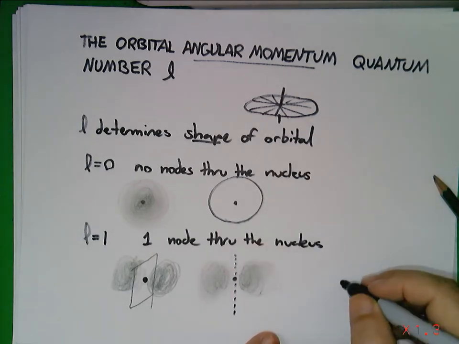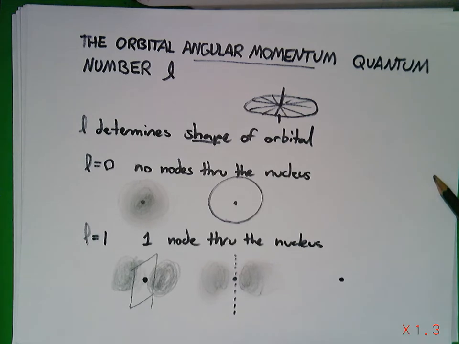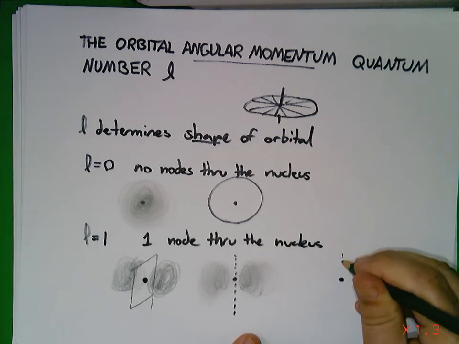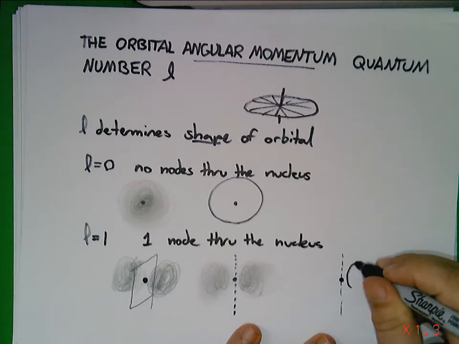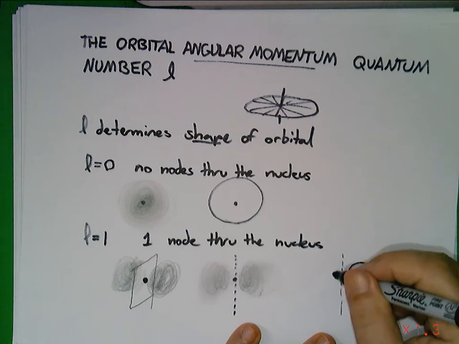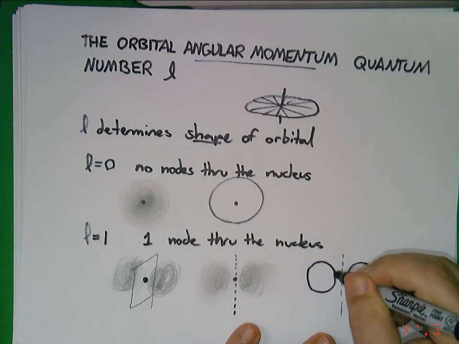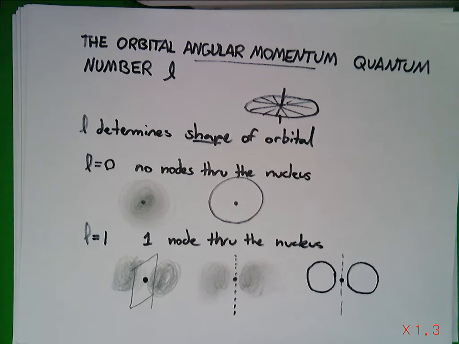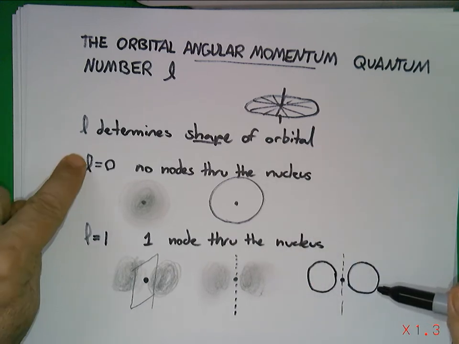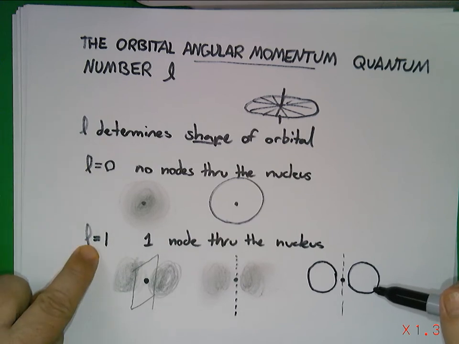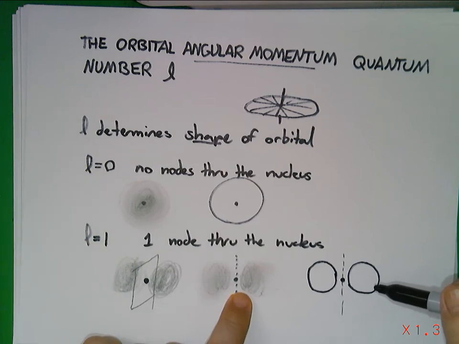And what would the holder for this one look like? Well, here you've got your nucleus. Here you have your node. You could draw a container for this cloud on this side and a container for this cloud on this side, with a gap between them where the node is, because the cloud cannot touch the node. There's no negative charge along the node. So these are two different shapes, and you can see that if you change the value of L, because you're changing how many nodes go through the nucleus, you're changing the shape.